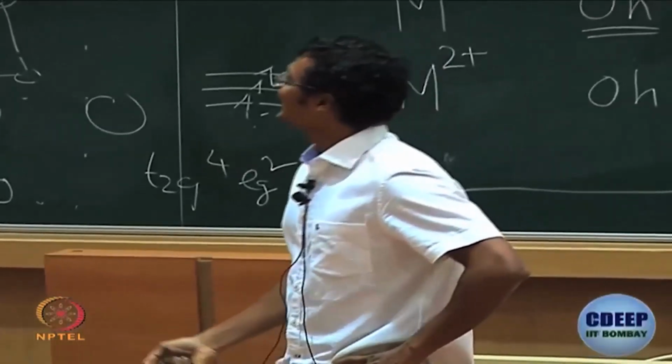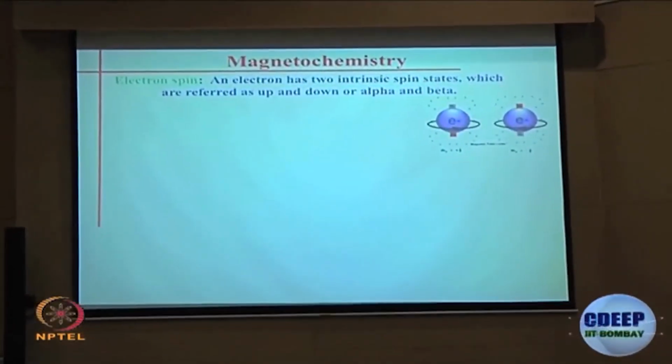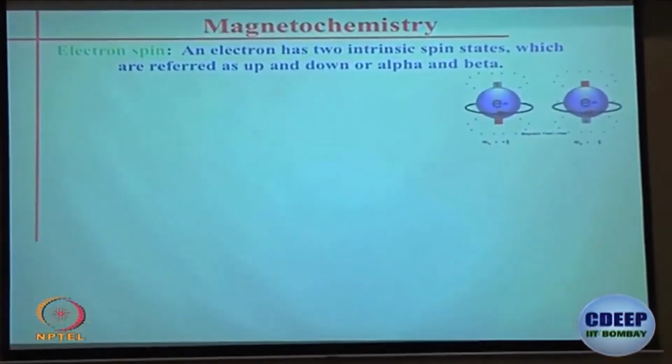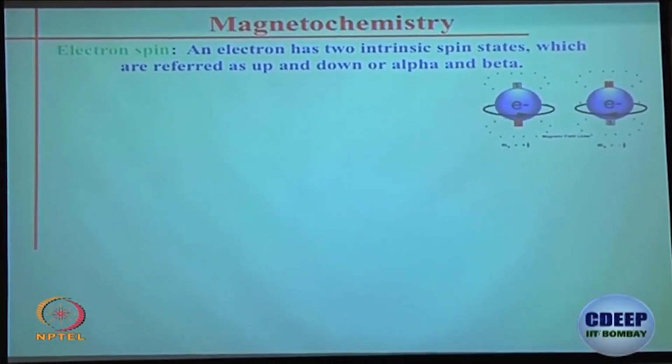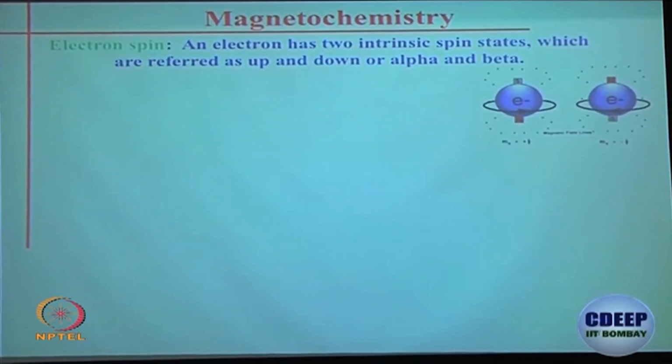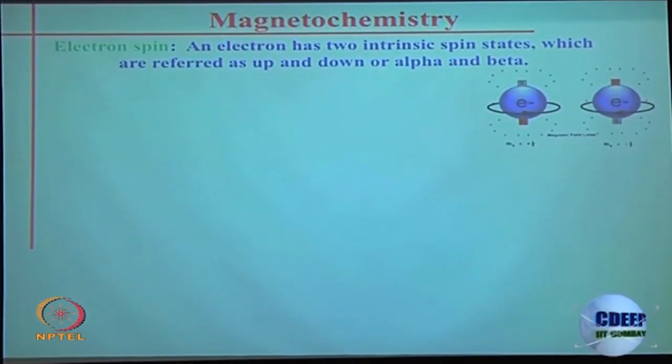Well, of course, this is interesting, a magnet, right? In magnetochemistry, if you are to discuss it, you have to understand electron spin. See, this is a little bit of physics in there. I will try to skip it because you have studied it already. We will show you the equations.